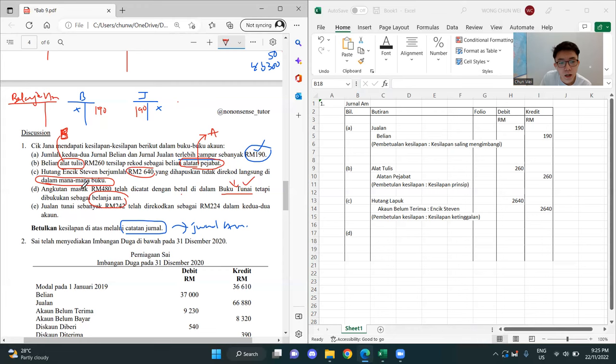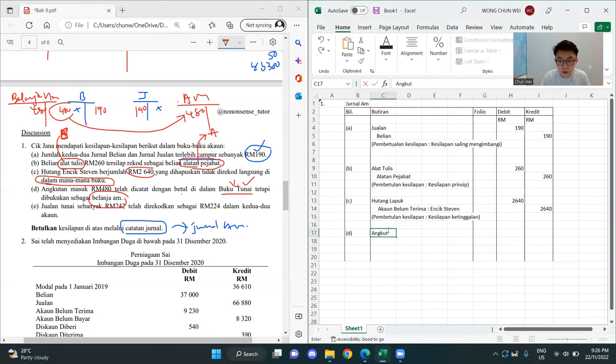So now, I have to take it out. So they go and debit 480 in your belanja am. So now I have to take out 480 from belanja am and debit into another account called angkutan masuk 480. So this is what I am supposed to record as. Okay. So here I debit angkutan masuk. And then I have to credit belanja am. I have to take out from my belanja am. So how much is that? 480.